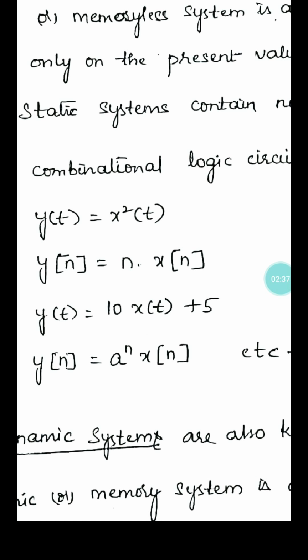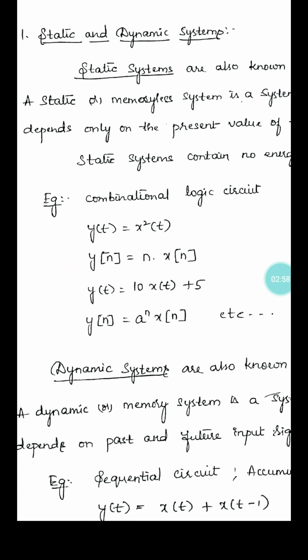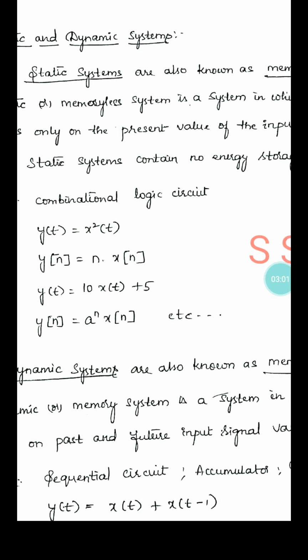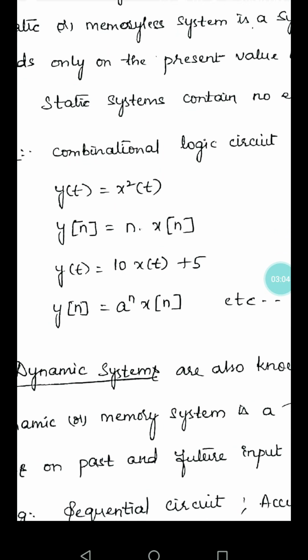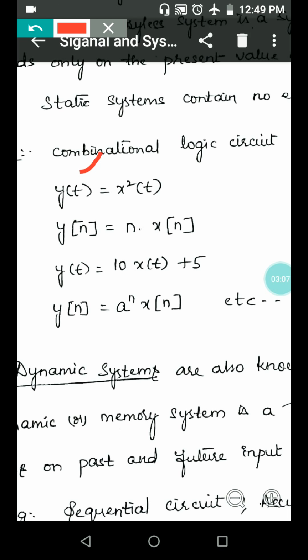See here some mathematical expressions mentioned one by one. y of t is equal to x square of t, and for discrete signals, y of n is equal to n into x of n. y of t is equal to 10 into x of t plus 5. y of n is equal to a to the power of n into x of n. These static systems depend only on the present value of the input. Here t is the present value of the input in x of t, and n in y of n and x of n, right?